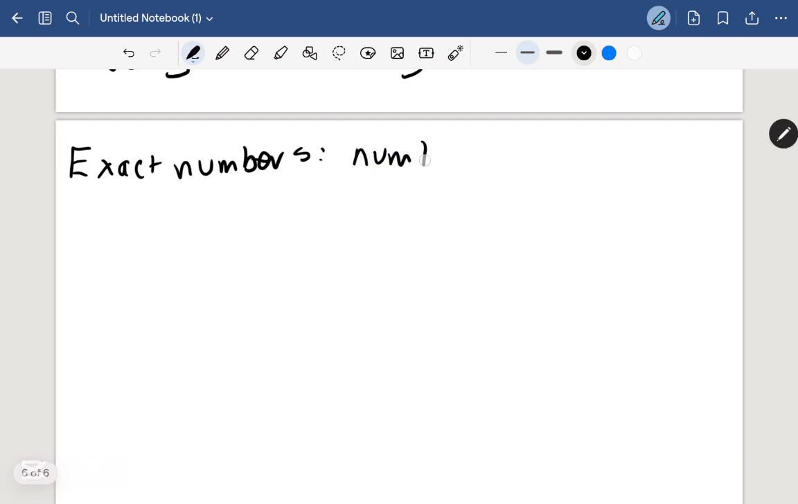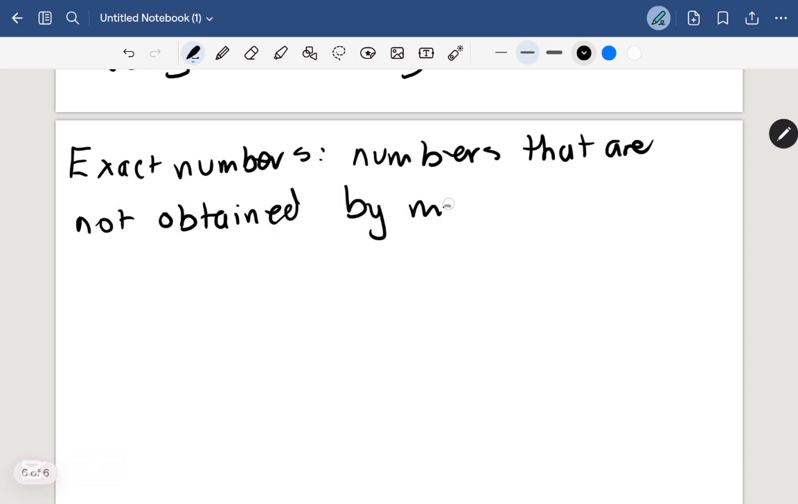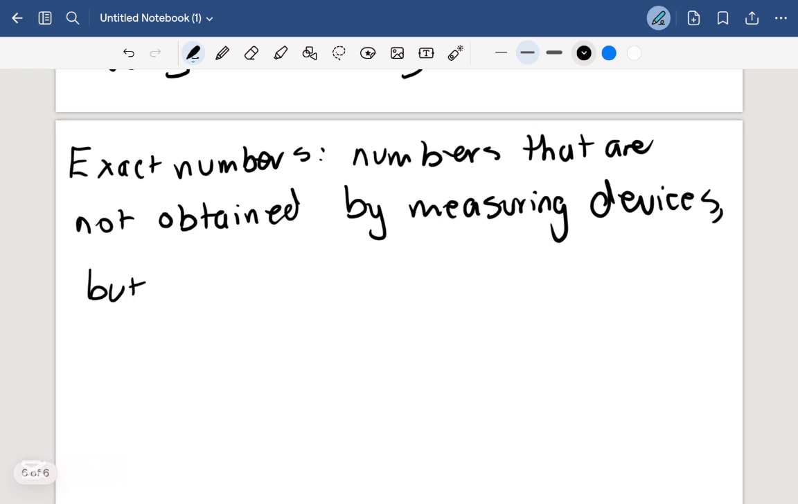They are numbers that are not obtained by measuring. They are not obtained by measuring devices, but by counting. So for example, let's say I have 5 water bottles. How do I know it's an exact number? I have exactly 5 water bottles because I counted 1, 2, 3, 4, 5. Okay, but by counting.